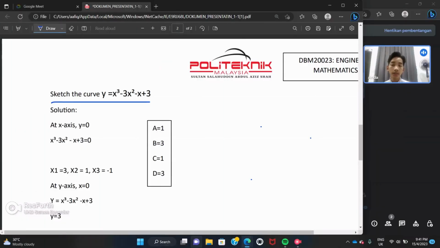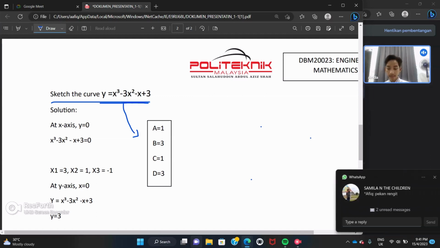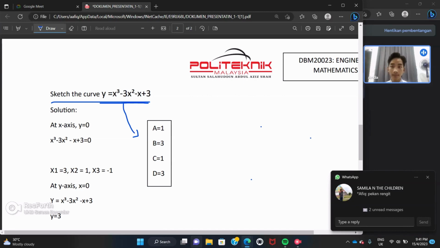So, I will show you how to sketch the curve of y equals x^3 minus 3x^2 minus x plus 3. First of all, you need to change this equation to A, B, C, and D. How are you going to do that? Take a calculator, find the mode button and click it 3 times: 1, 2, 3. You will see EQN, click number 1, then go to the left and click number 3. You will have A, B, C, and D.